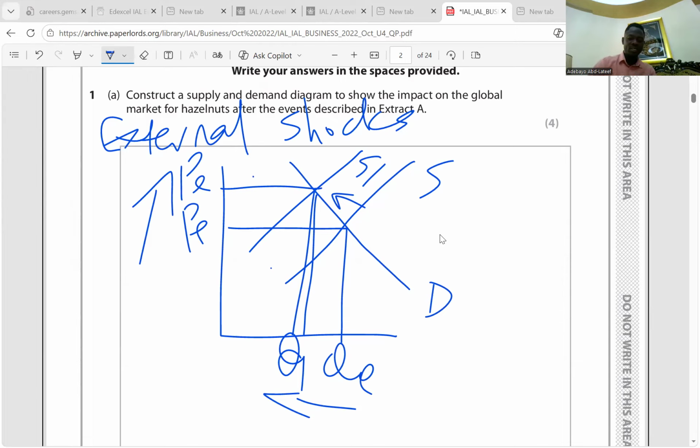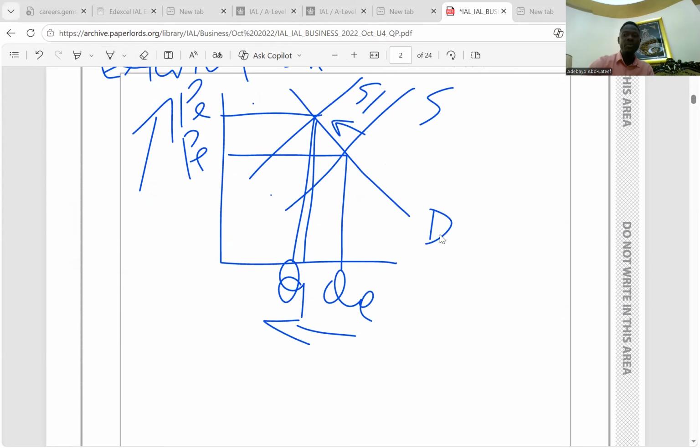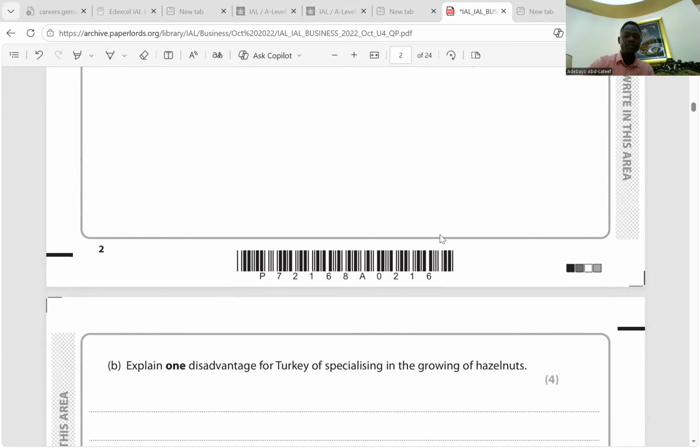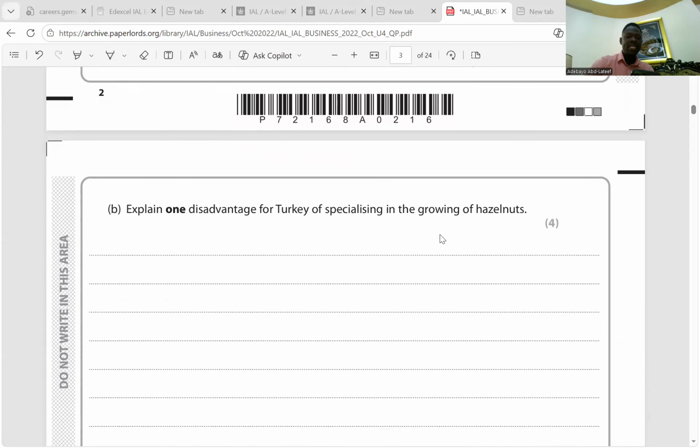So we go to the next question, question 1B. Yeah, 1B. Okay. They said, explain one disadvantage for Turkey of specializing in the growing of hazelnuts. Turkey's specialization, because Turkey has almost the largest proportion of hazelnuts in the global production or supply.